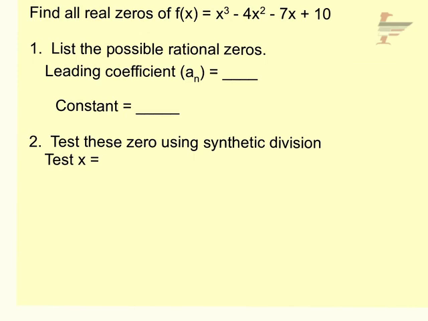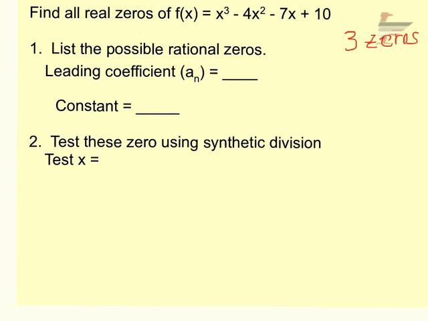Okay, so let's give this a shot here. It says find all the real zeros for the following polynomial function. It is cubic, x cubed, right? So I know that I'm going to have 3 solutions, or 3 zeros. I'm just going to make myself a note over here. We talked about that in the intro video.